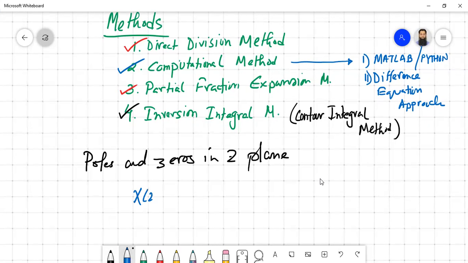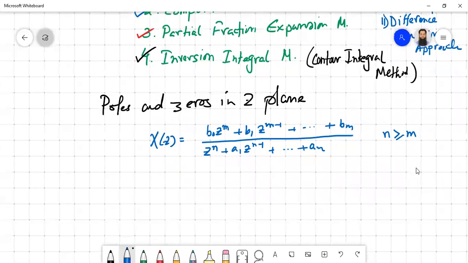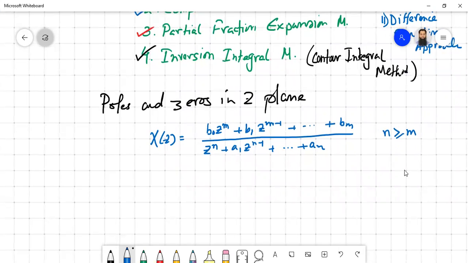So X(z) can be b0 z to the power m plus b1 z to the power m minus 1 plus, goes on up to bm, divided by z to the power n plus a1 z to the power n minus 1 plus, goes up to an. So in general, the denominator has more terms than the numerator. So we assume that the value of n is greater than or equal to m. Based on that, you can call them proper or strictly proper functions.